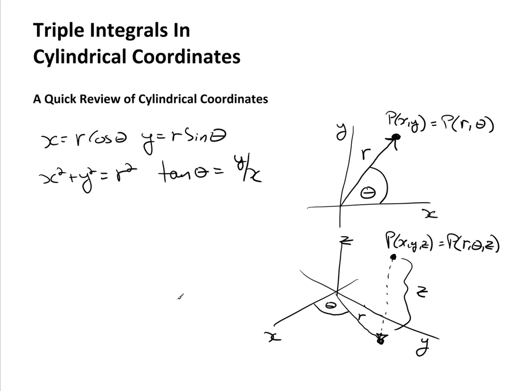So this gives us this relationship where x is still r cosine theta, y is r sine theta, and then we add to it, when we move to cylindrical coordinates, that z is simply equal to z. So this gives us a relationship that we can use to move back and forth from rectangular to cylindrical coordinates.